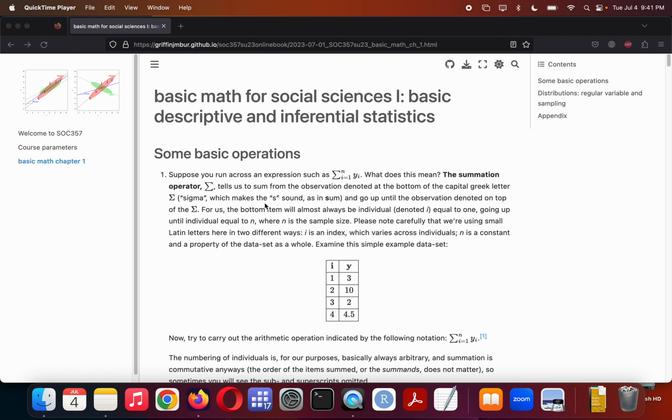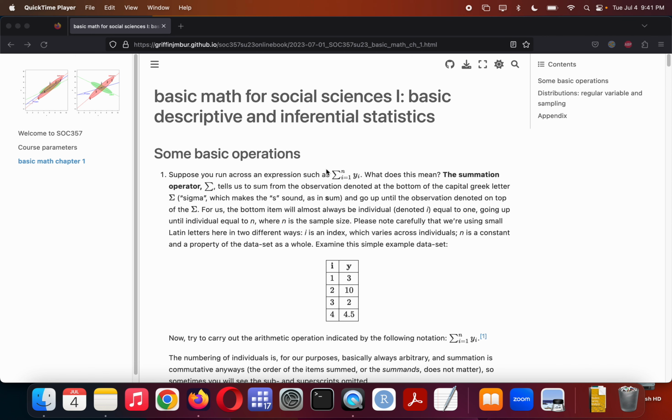Most of the time, this will, for our purposes, involve summing from the first person to the last person. But there are other situations in which that's not the case. I'll show one next week where we talk a little bit about ANOVA, and we'll see that sometimes we're summing not over individuals but groups. But here, for the meantime, we're going to sum over individuals.